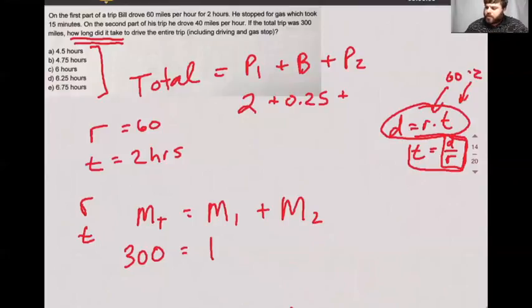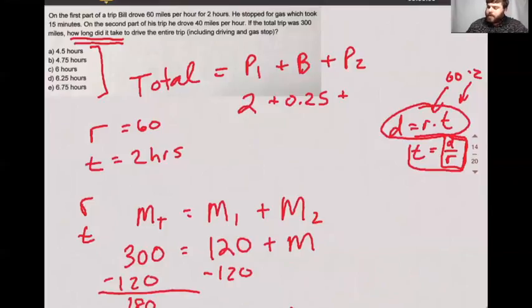So again, we're still using distance equals rate times time, plus m. We don't know what m is, but we can calculate it, right? Subtract 120 from both sides, gives me 180 miles. So that tells me that third leg was 180 miles. So the distance is 180 miles. Remember, this is for the third leg.